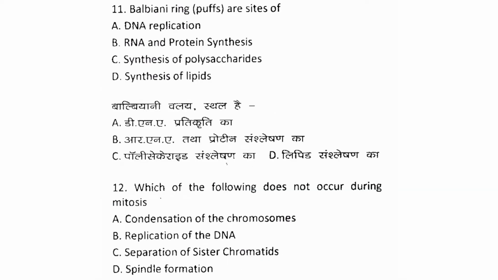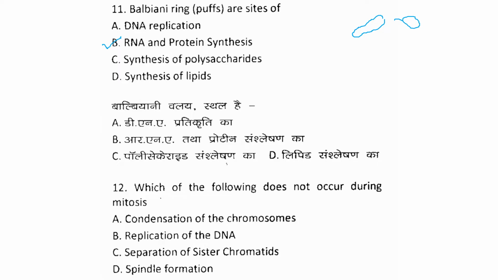Now the next question is, Balbiani rings are sites of. During the growth of oocytes there are lampbrush chromosomes, and it is seen that Balbiani puffs are formed. They are there because there is a requirement of high protein synthesis. So they represent RNA for proteins. They are the sites of RNA and protein synthesis.